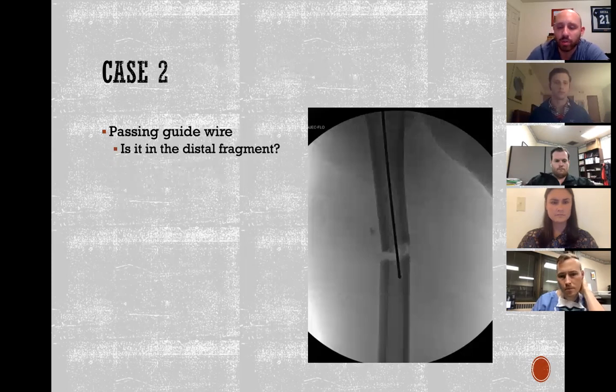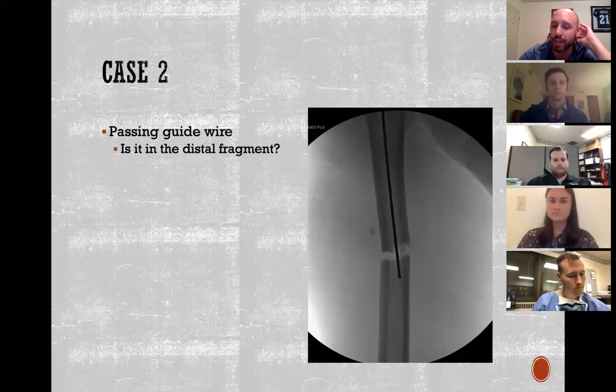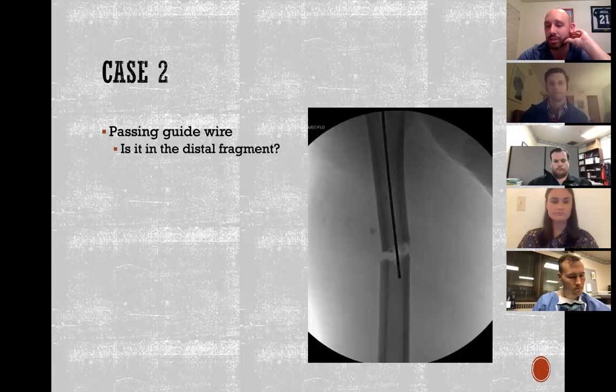So then once we got our starting point, we passed our wire, and then we got this X-ray here. And so we're trying to pass our wire to the distal fragment. And can you tell for certain that this starting wire is in the distal segment? And the answer is no.